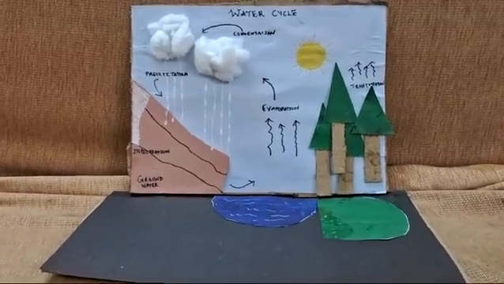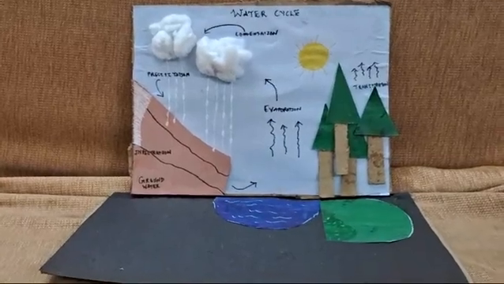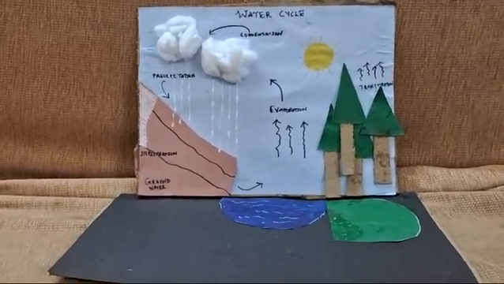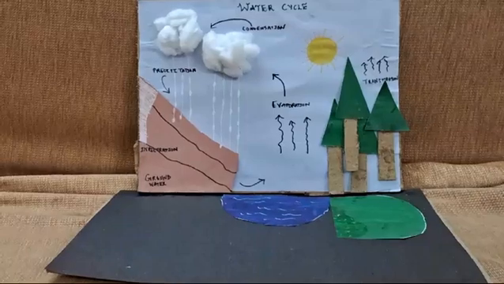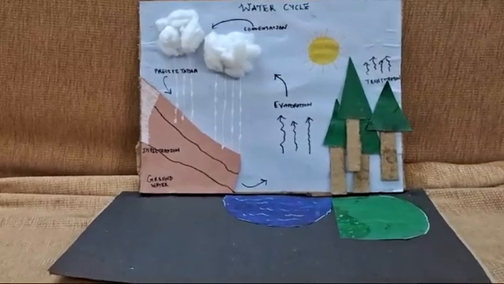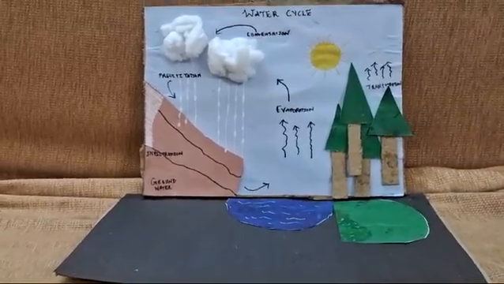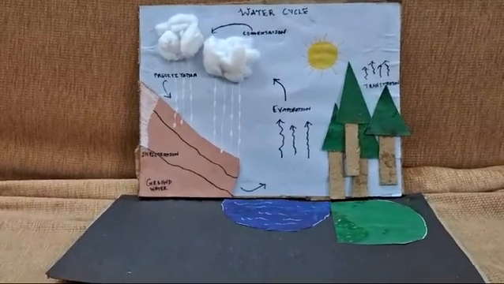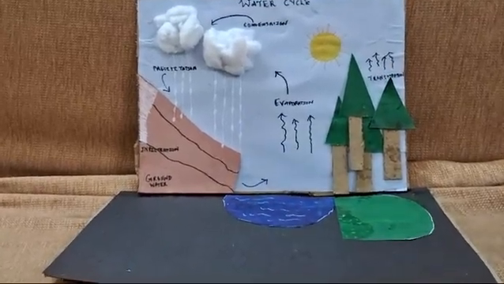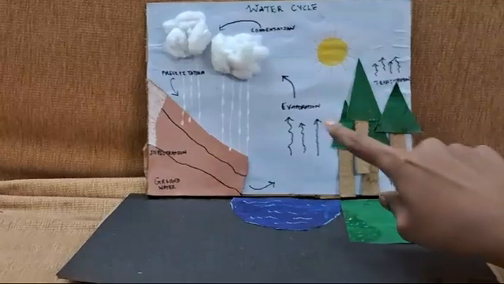So this is a science model which will explain how the water cycle happens. The water cycle means how water is transformed from one state to another in our atmosphere. The process which happens first is evaporation.